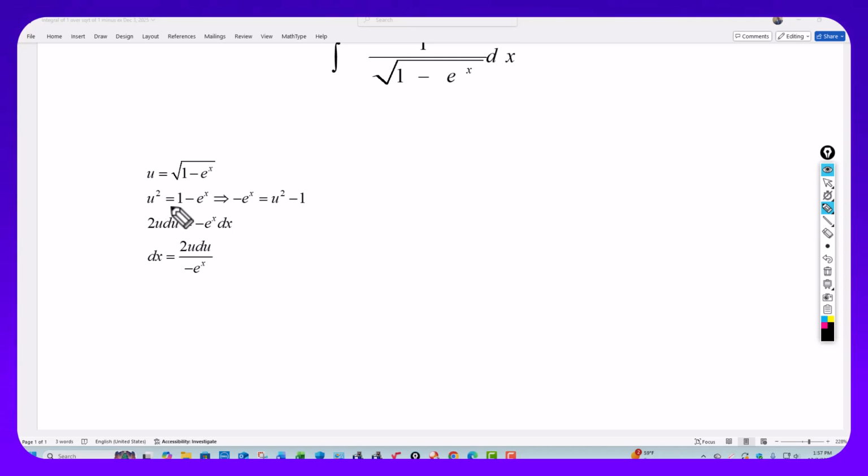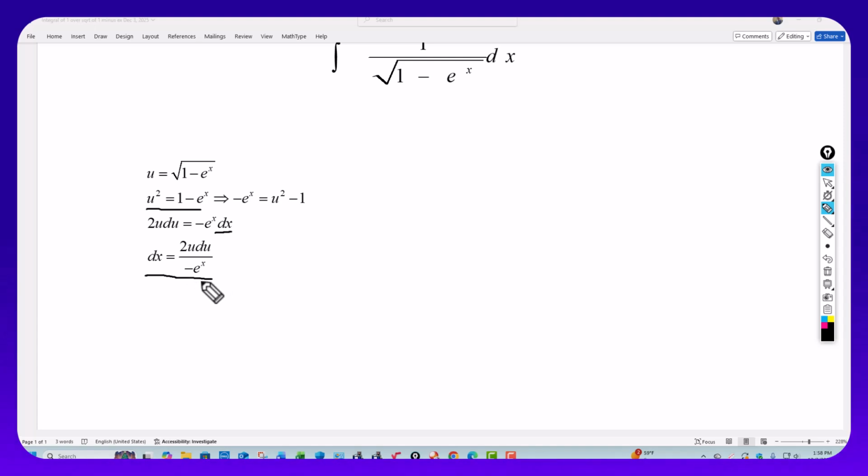I got u squared equal to 1 minus e to the x. Then I could solve for e to the x, or minus e to the x. I have it solved for minus e to the x. Just take the 1 over, and you get minus e to the x equal to u squared minus 1. And then from this setup, differentiate both sides, with respect to u on the left and with respect to x on the right. So I get 2u du, and the derivative of 1 minus e to the x is minus e to the x dx. And here I solved for dx, dividing both sides by minus e to the x.